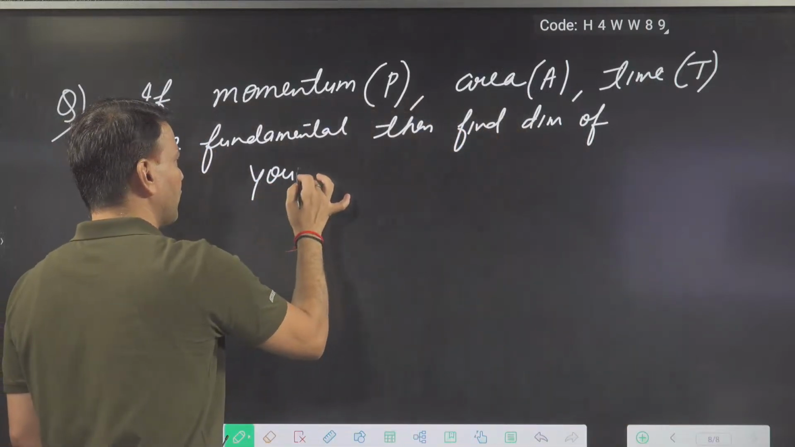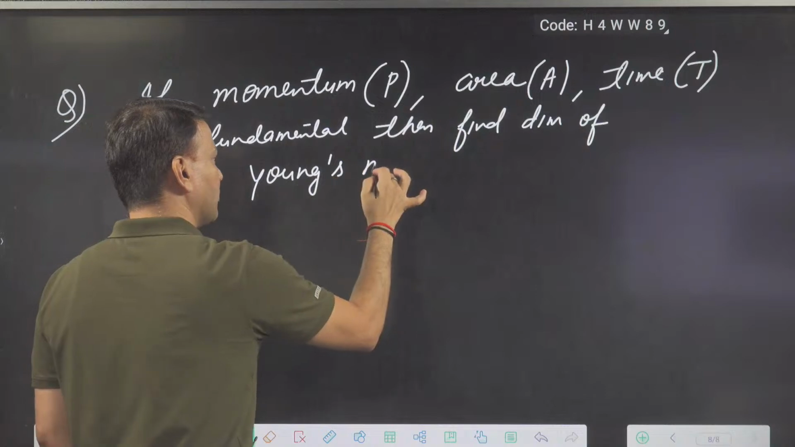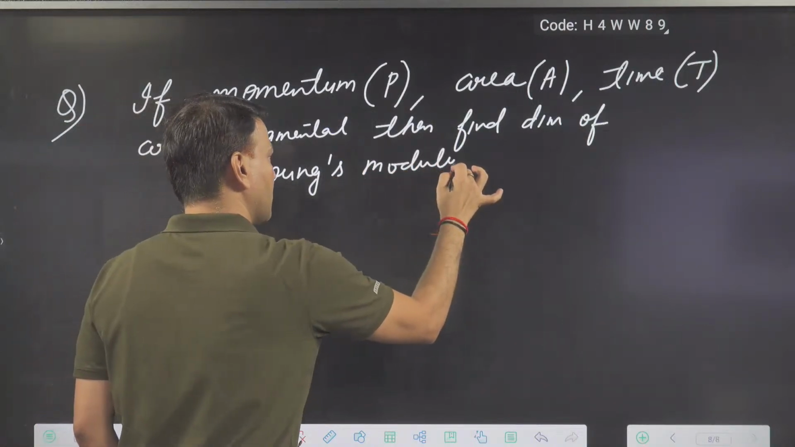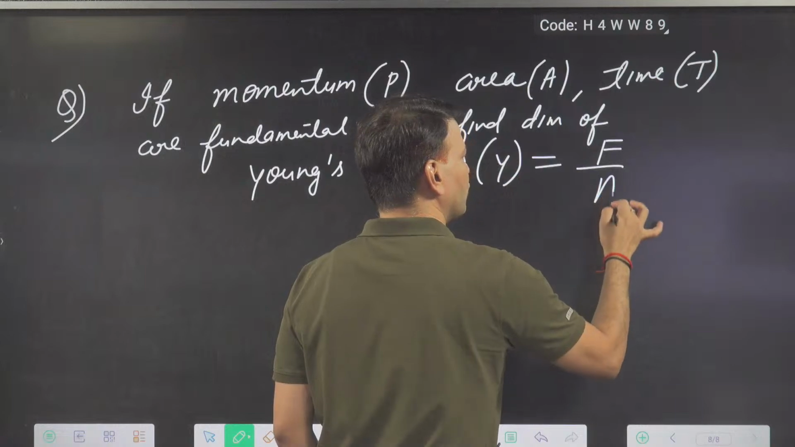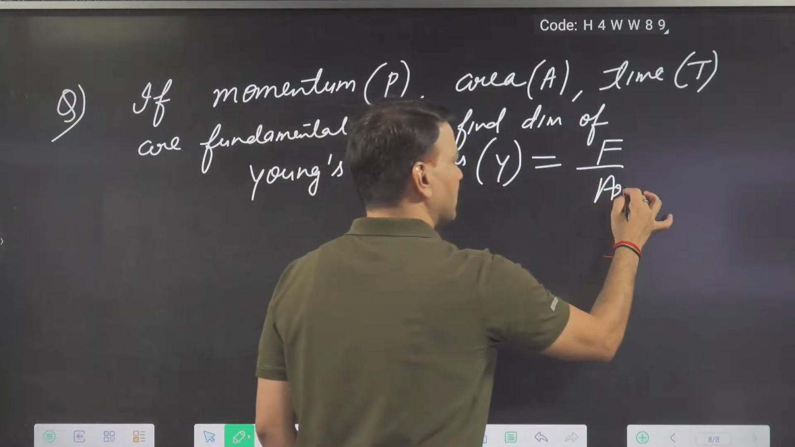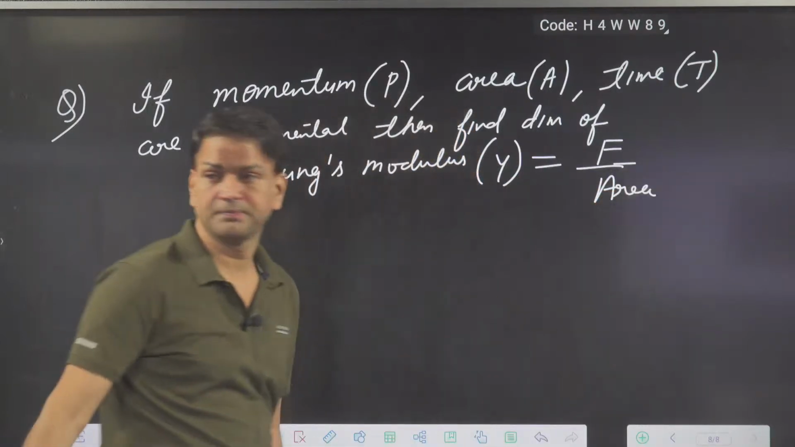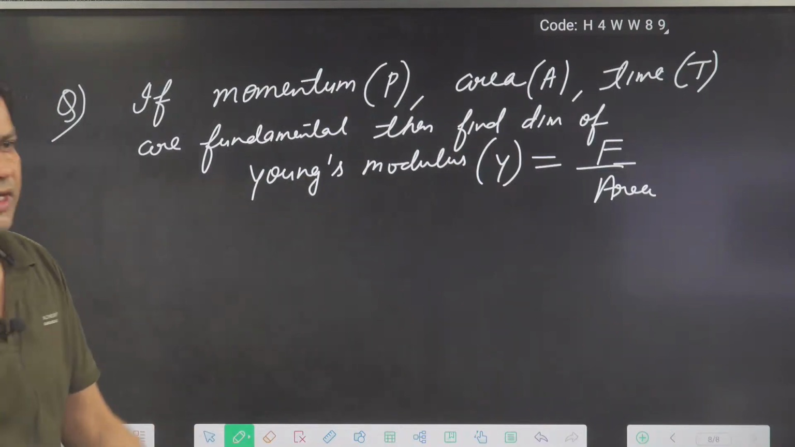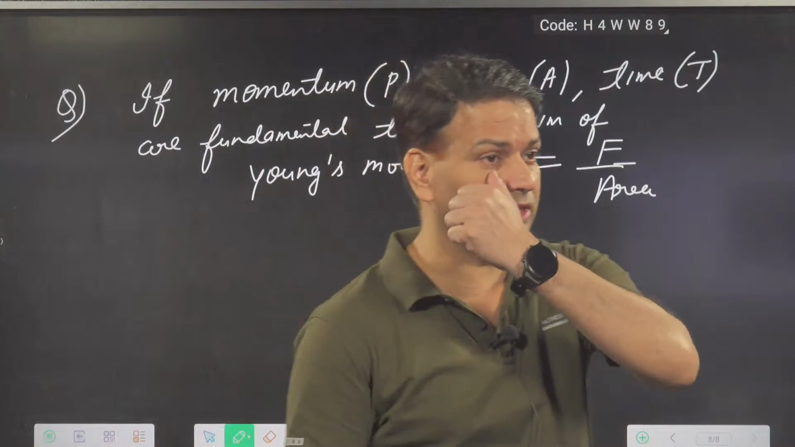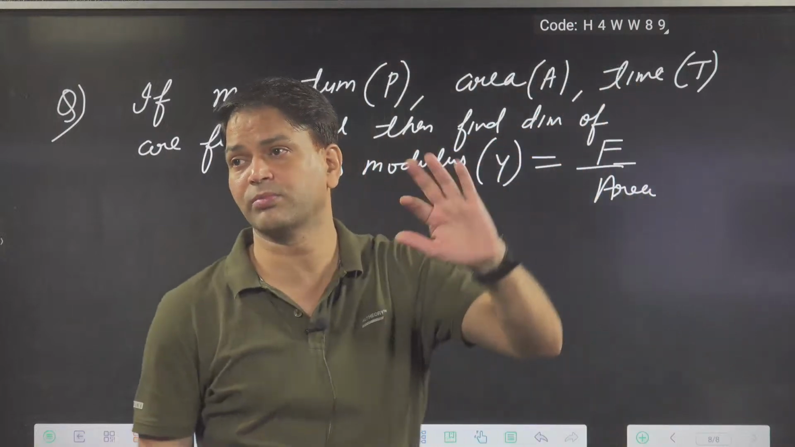Then find the dimension of Young's modulus. Formula, I am saying Young's modulus has a dimension of force by area. So if the momentum P, area A and time T we are taking as fundamental, then we have to find the dimension of Young's modulus. If you know the formula, that is good. So Young's modulus basic formula we can say force by area.